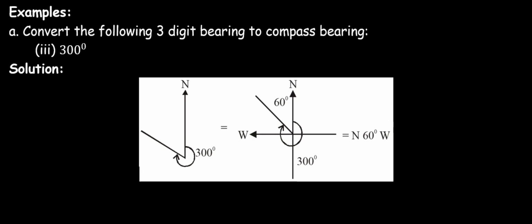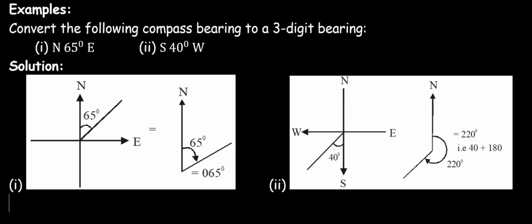Let's treat another example on converting compass bearing to 3-digit bearing. The first example there, which is north 65 degrees east, that's 65 degrees northeast. We are converting this compass bearing to 3-digit bearing. Our diagram starts from the north and starts pointing towards the east. But when converting to 3-digit bearing, it becomes 065 degrees, represented without showing the cardinal point.